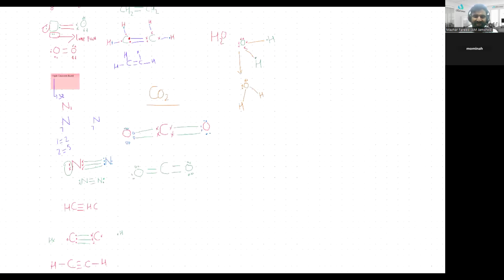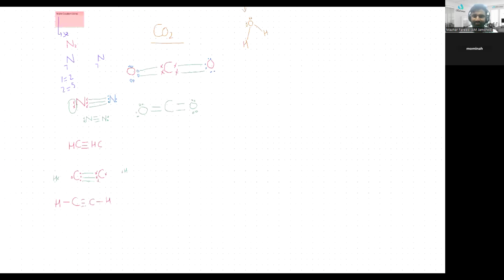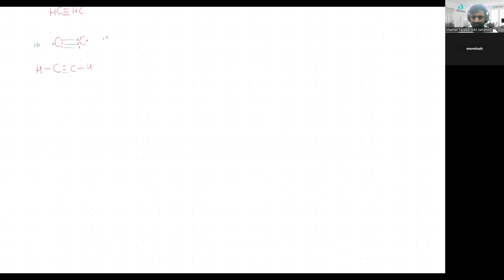So now we explain the types of covalent bond. There is another classification of the covalent bond, called types of covalent bond. We can say there are two types of covalent bond. One is polar and the second is non-polar.